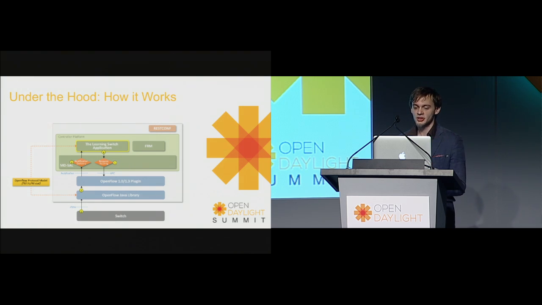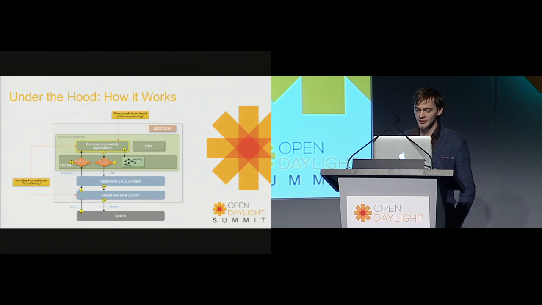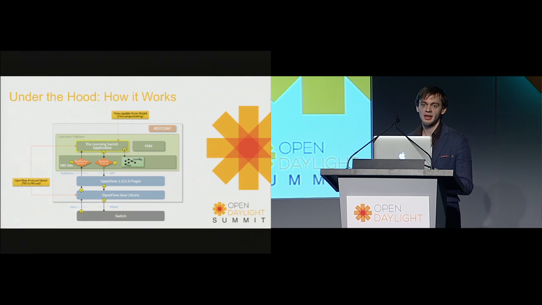So now the learning switch invokes the transmit packet RPC, which MD-SAL routes to the OpenFlow plugin, which then basically uses the OpenFlow Java library to write it down to the output stream and sends it to the switch. As I mentioned before, we also have the flow-capable node model, which adds the configuration options for the flows and tables.